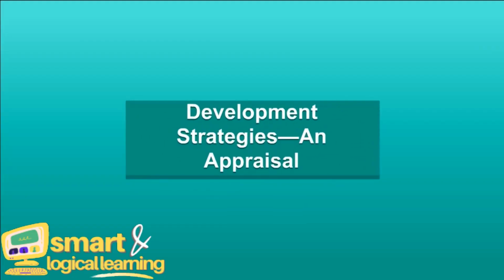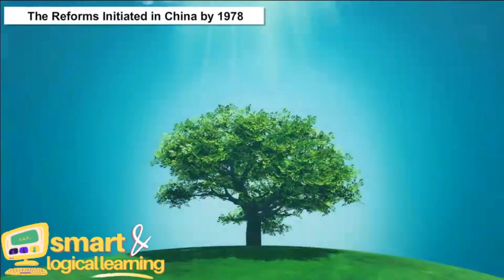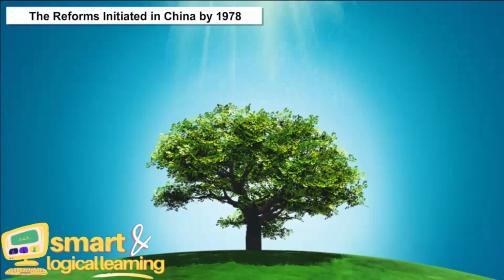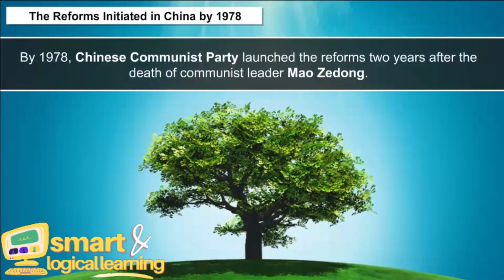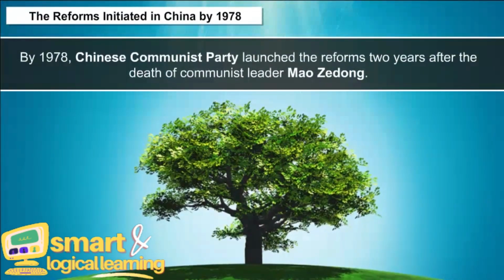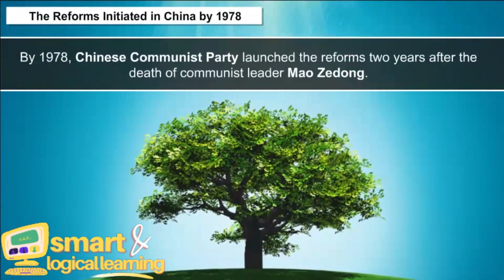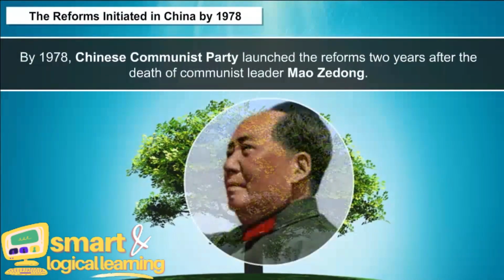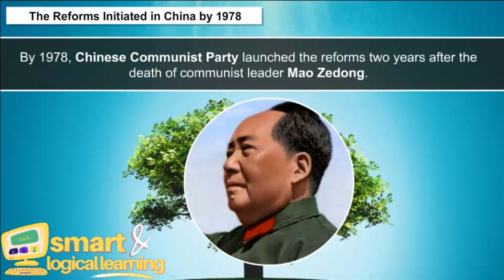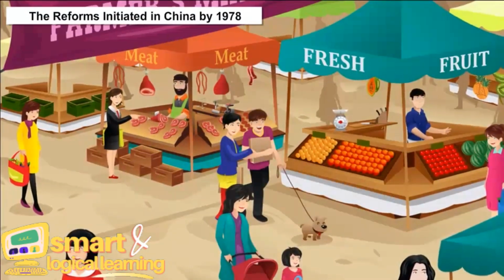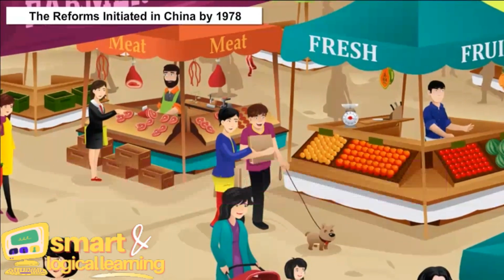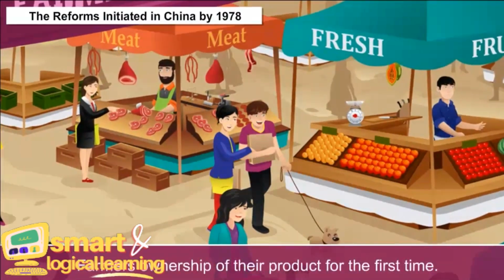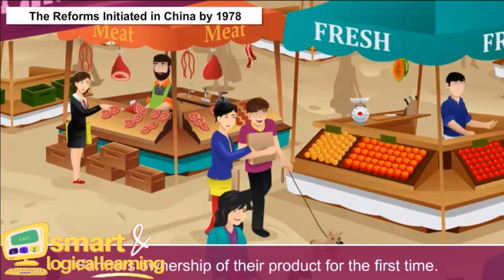Development strategies and appraisal. The reforms initiated in China by 1978. By 1978, Chinese Communist Party launched the reforms 2 years after the death of communist leader Mao Zedong. China started the household responsibility system in the countryside, giving some farmers ownership of their product for the first time.